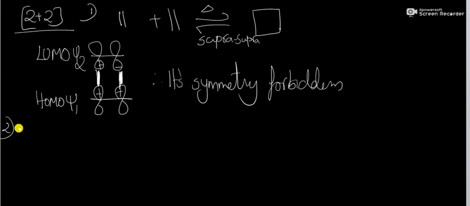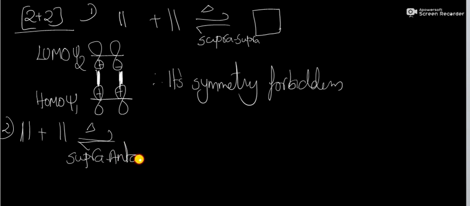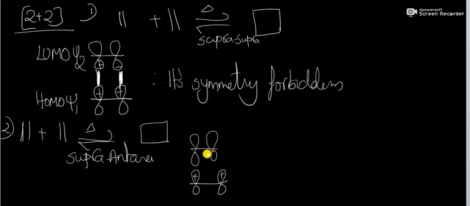Consider the second case. The 2 plus 2 cycloaddition reaction in the presence of heat undergoing supra-antarafacial addition for the formation of cyclobutane. Again, in the presence of heat, we have to consider the HOMO of one reactant and the LUMO of another reactant, C2 system. Same situation as the previous case, plus plus, plus minus, LUMO Psi2, HOMO Psi1.